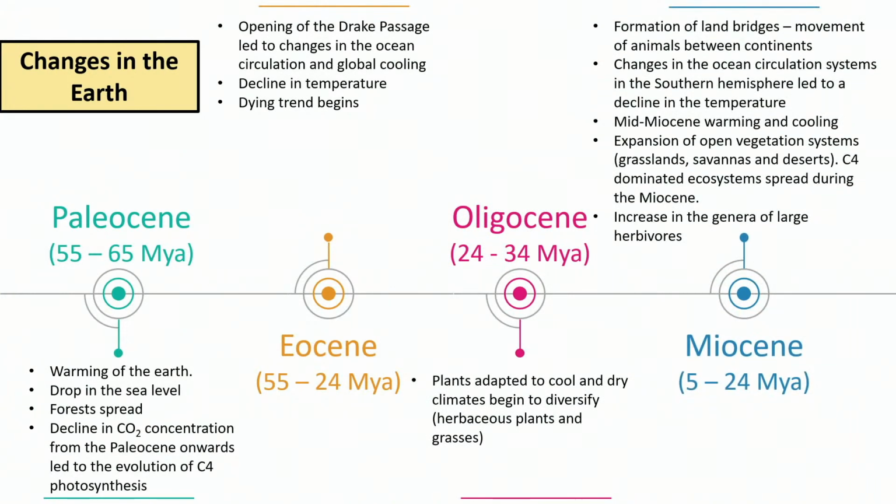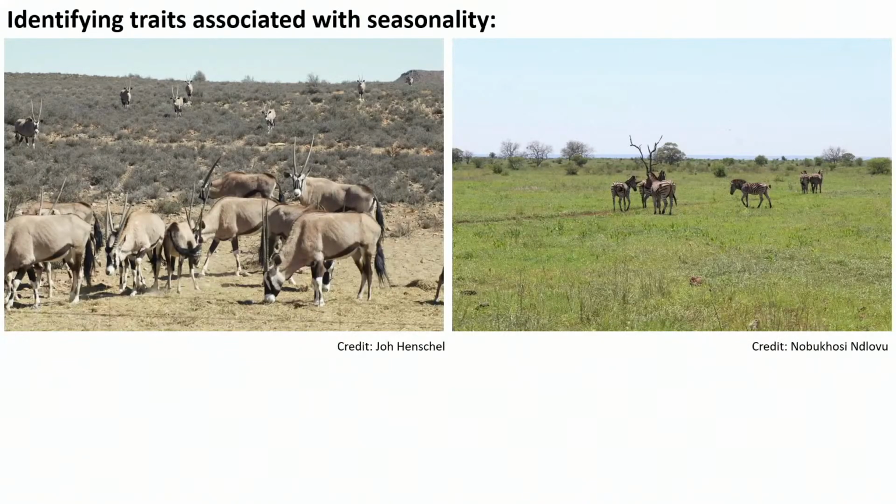So you get things like warming of the Earth, you get drops in sea level, and that also led to the evolution of certain plants and animals, and with that, the emergence of seasonality, as I already mentioned. And with that, those plants and animals have to develop traits in order to be able to deal with this newfound seasonality.